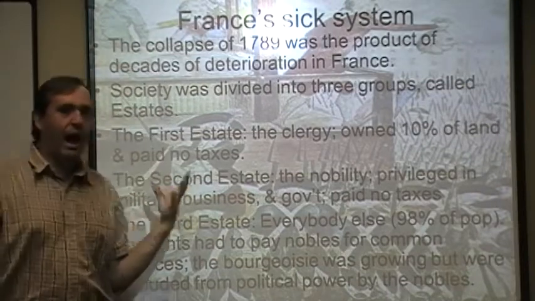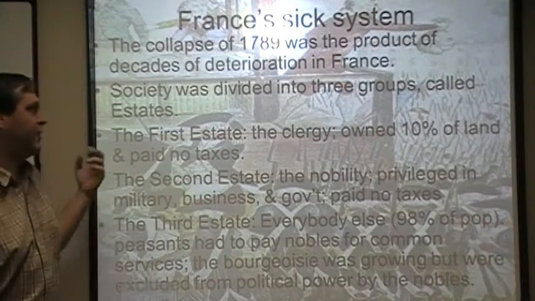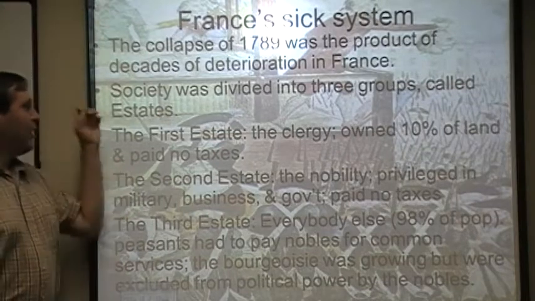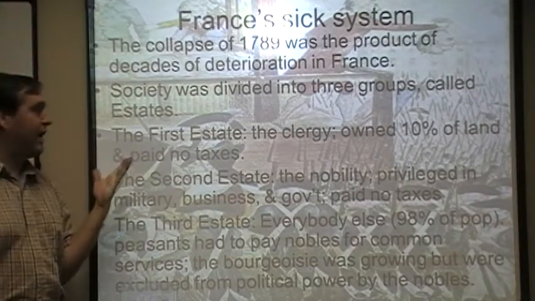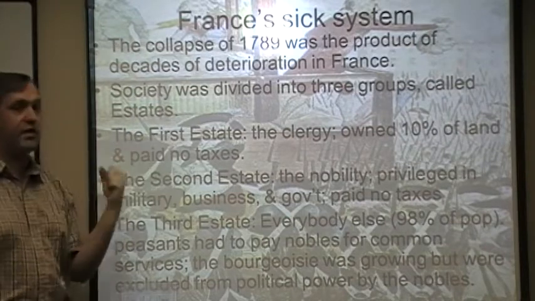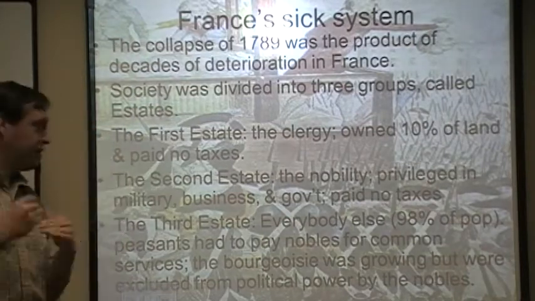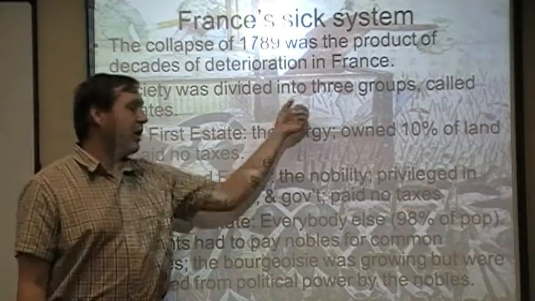So we've got to look at how French society is put together here in the 18th century. First of all, politically, society was divided into these three groups, and these were called the estates. So you've got three. You've got 1, 2, and 3. Now, the first estate was the clergy.